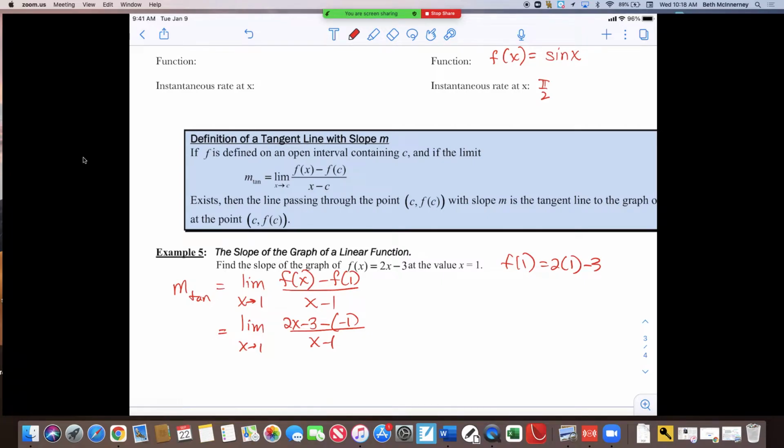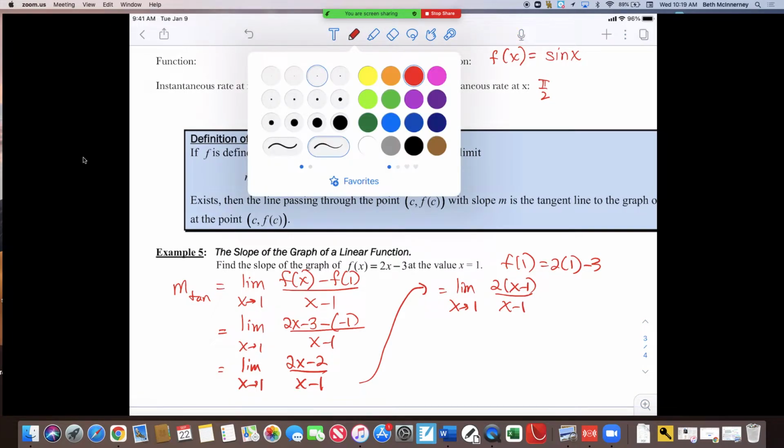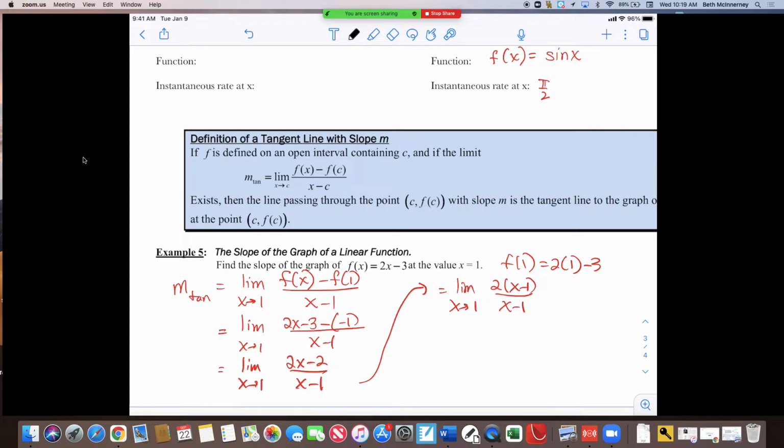Notice I have not evaluated the limit. I'm going to write the limit notation up until the point that I have evaluated. So that's 2x minus 3 plus 1 is 2x minus 2. So the limit is 2. So my slope is 2.